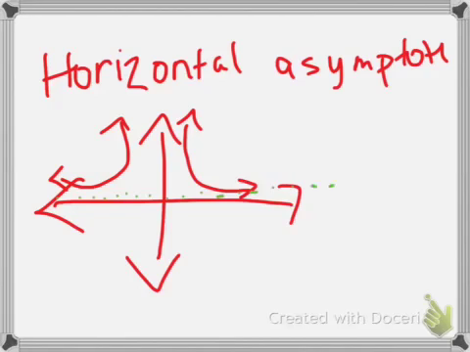Okay, and let's just say it's approaching 0. That would be our horizontal asymptote. As x is getting larger, the limit is approaching the y value of 0. As x is getting smaller, it's approaching the same horizontal asymptote of 0. Okay? Those are just some things we want to think about.